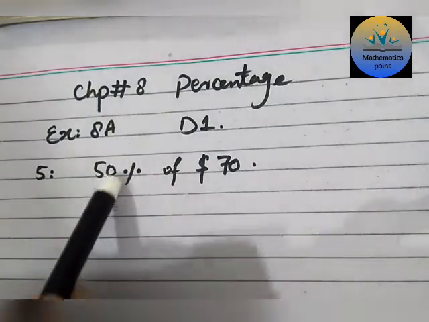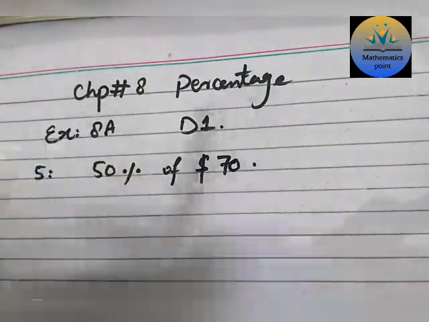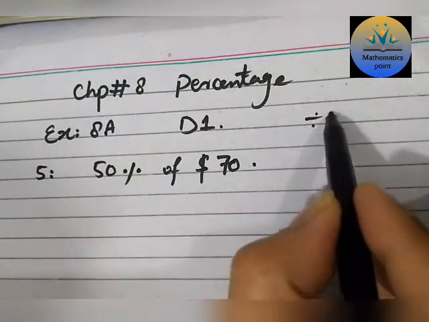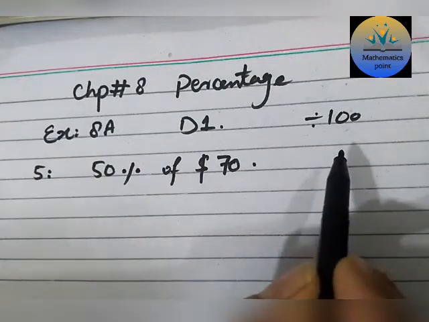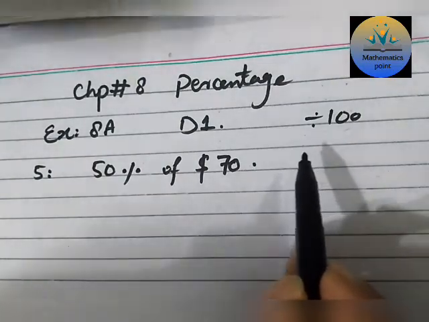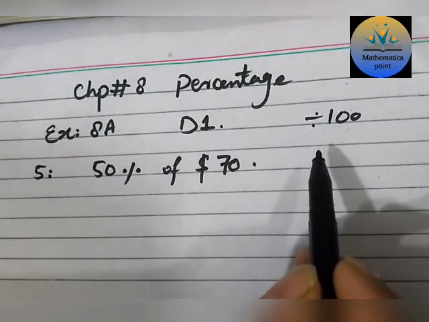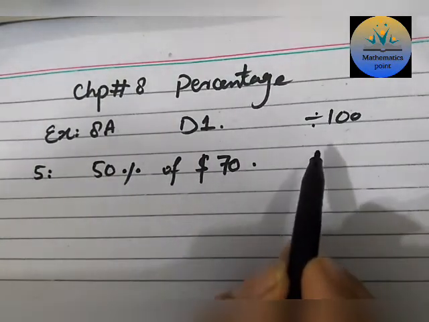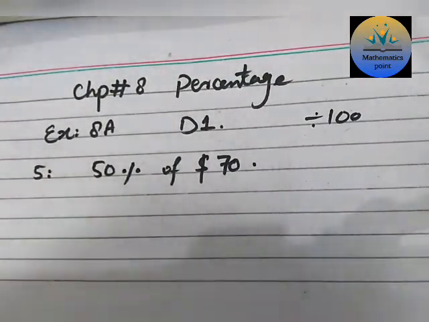And the thing is that when a percentage sign is given and we have to simplify it, keep one thing in mind: divide your term by 100. All the game is about 100. When you want to find the percentage, multiply by 100, and when there is already a percentage sign given and you want to solve it, divide by 100. So now solve the question.